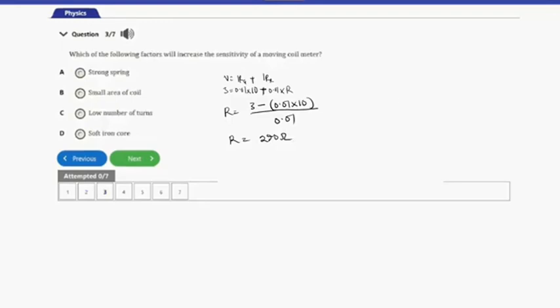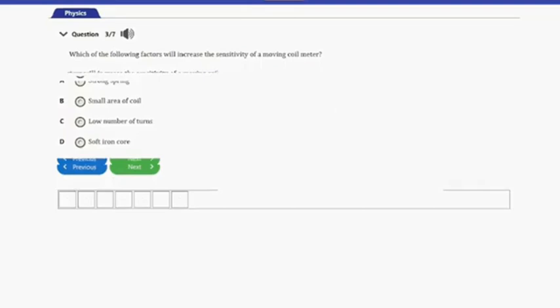So that's question number 3 here. It says, which of the following factors will increase the sensitivity of a moving coil meter? We have A, strong spring, B, small area of coil, C, low number of turns, D, soft iron core. So guys, the answer to this question is option D here, and that's soft iron core. So that's it for this question. Let's go ahead and consider the next question.